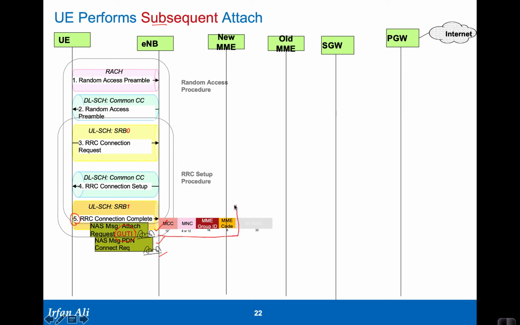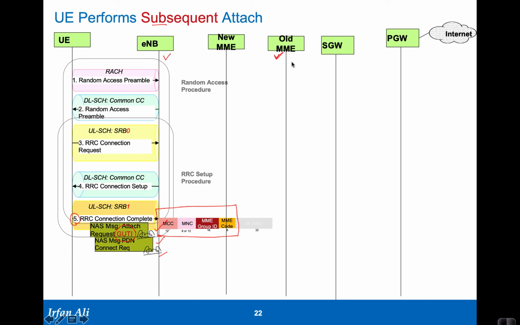And it also provides, as part of the RRC message, the RRC message complete, the globally unique MME ID that is part of the GUTI to the eNode B, and the eNode B can use it to go back to the MME that had provided the GUTI. But let's assume in this case that the mobile has moved from one region to the other, such that this eNode B is no longer connected to the old MME.